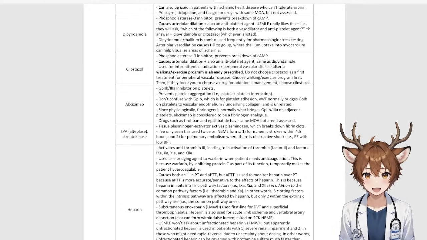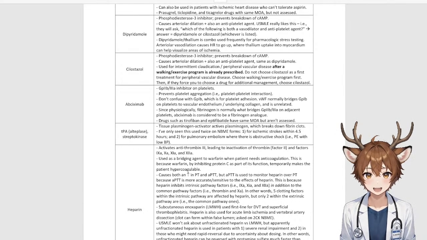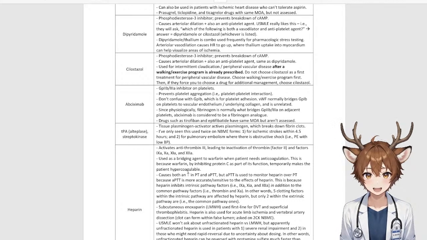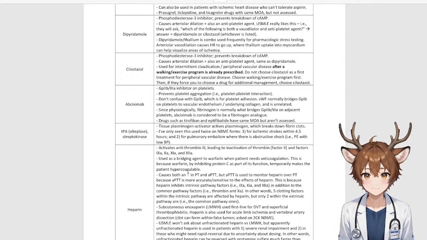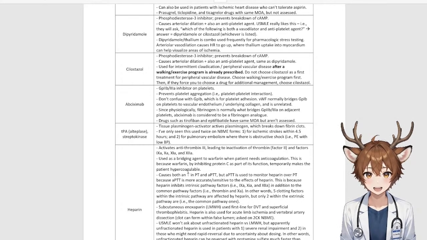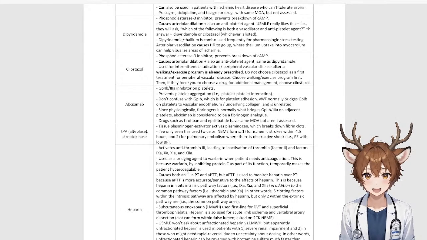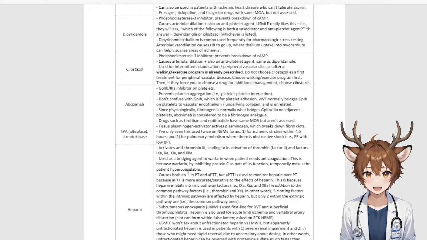Abciximab is a GP2B/3A inhibitor on platelets that prevents platelet aggregation, that is to say platelet-platelet interaction. Do not confuse it with GP1B, which is for platelet adhesion. Von Willebrand factor normally bridges GP1B on platelets to vascular endothelium / underlying collagen and is unrelated.